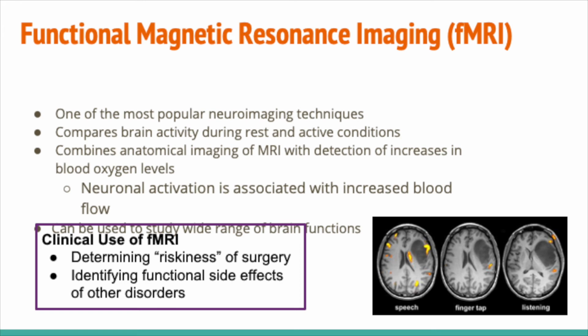Along with studying the brain, there's a lot of clinical use of fMRIs. You can determine the riskiness of a brain surgery. By seeing what's a more active part of the brain versus what's not, you can determine how risky that surgery will be. Along with that, you can identify functional side effects of other disorders.